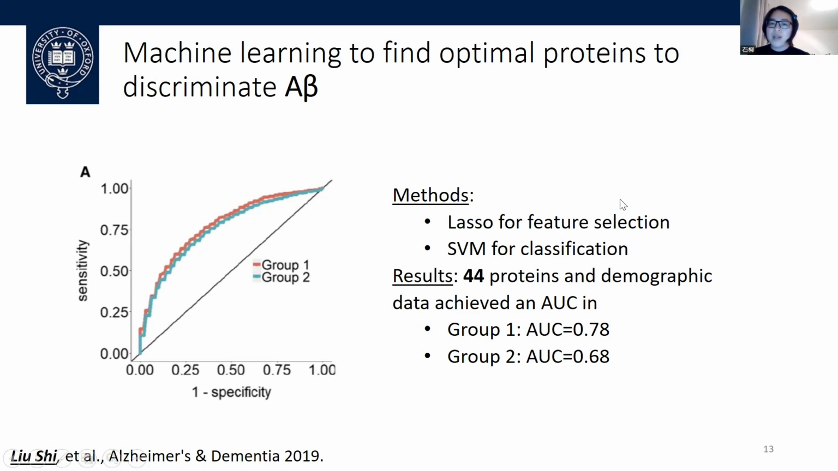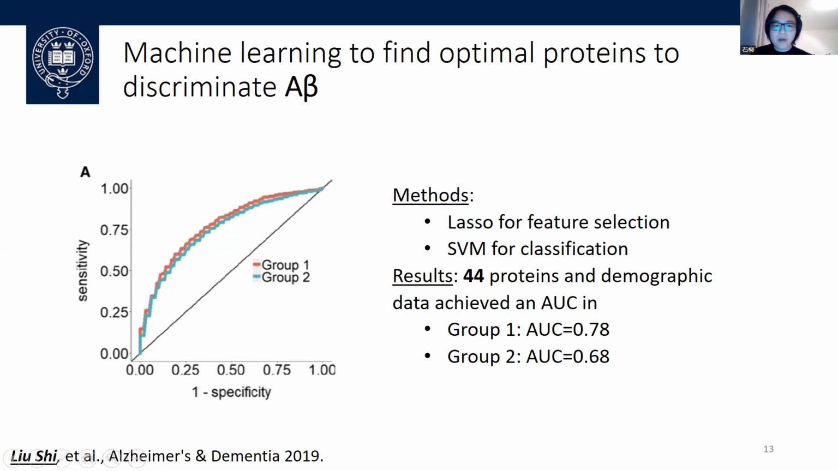We found that only a panel of 44 proteins, along with demographic information, achieved an AUC of 0.178 in group 1, shown in red in this figure. And the same features, including proteins and demographic data, achieved an AUC of 0.168 in group 2, shown in green in this figure, indicating that these 44 proteins have a good performance in predicting A-beta pathology.